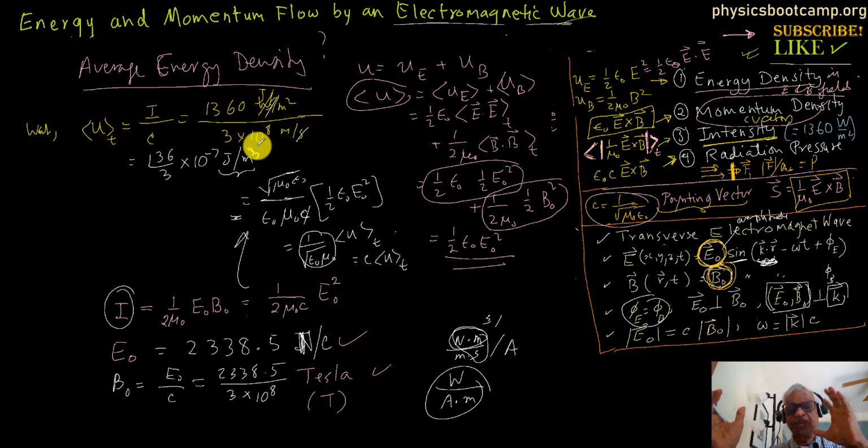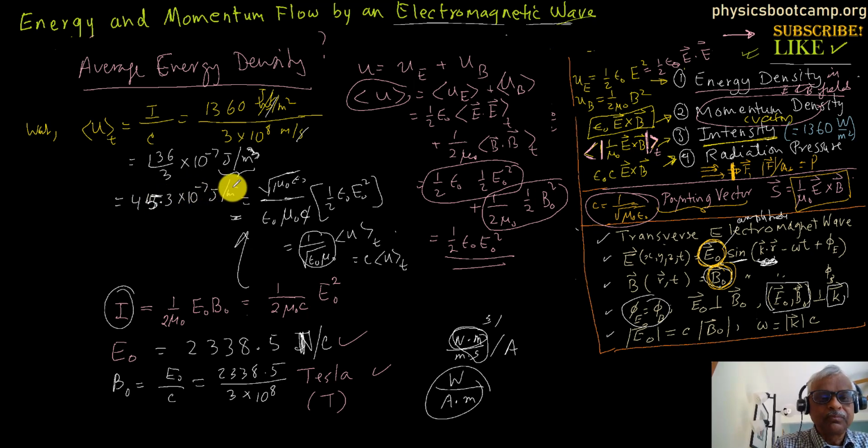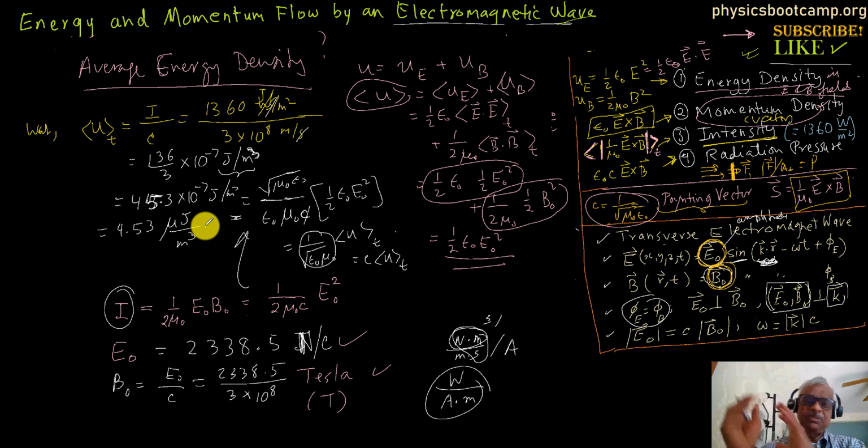So in 1 cubic meter, you have this much energy. Let me just complete this. So this is 4.53 microjoules per meter cubed. That's how much energy is out there in empty space, just above the Earth's atmosphere. So this completes the calculation for this problem.